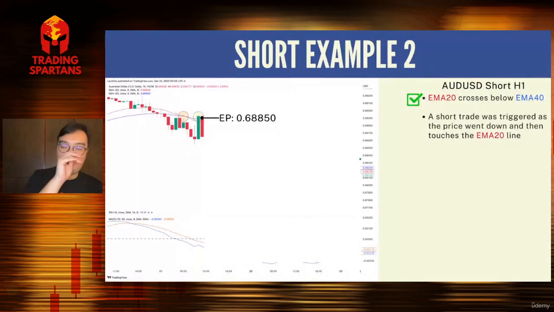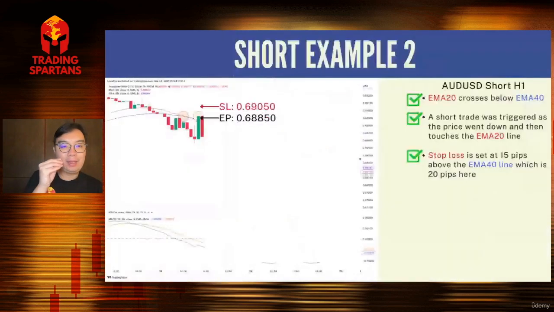So for this strategy, sometimes we might get prematurely stopped out. So just look at this example. Our stop loss, because it's the EMA 40 line plus 15 pips, over here is actually a 20 pips stop loss. So actually very, very tight, very close to our entry price. But it's okay, we'll stick to it, because just remember, every risk to reward should be 1:3, which means for every winning trade, you can afford to lose 3 times, okay?